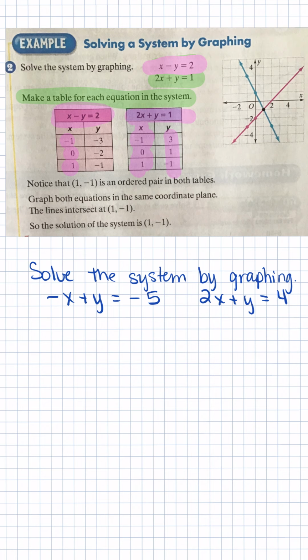So if -1, -3, so this first one, we go down 1, over -1, down 3. So this is our first coordinate there. 0, -2, and then 1, -1. Over 1, down 1. Okay, so that's how we got that first line.